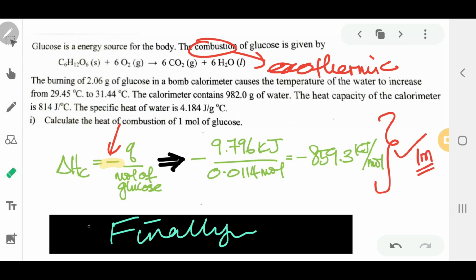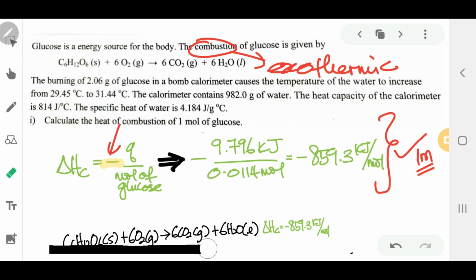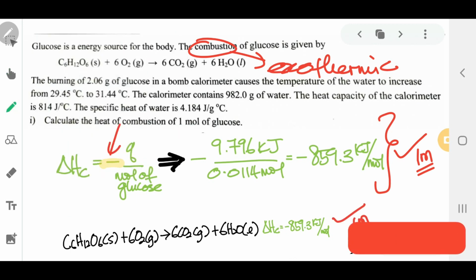Finally, to conclude your answer, you have to write the full thermochemical equation like this. Okay, so you have to write the correct thermochemical equation alongside the delta HC that you have found. Don't forget the negative sign because this one is enthalpy of combustion. So this will give you 1 mark.